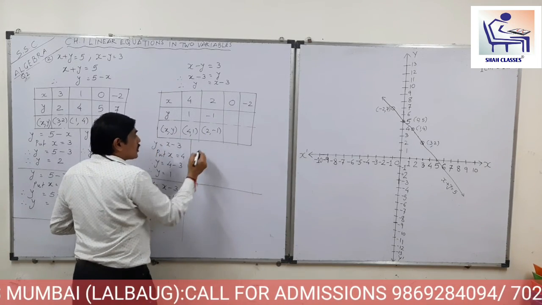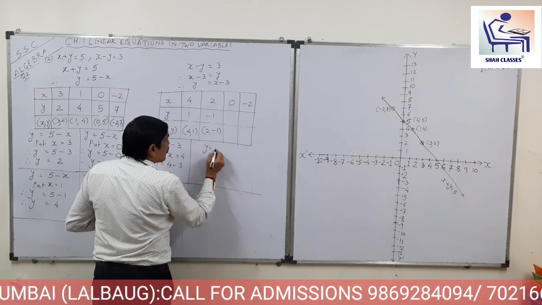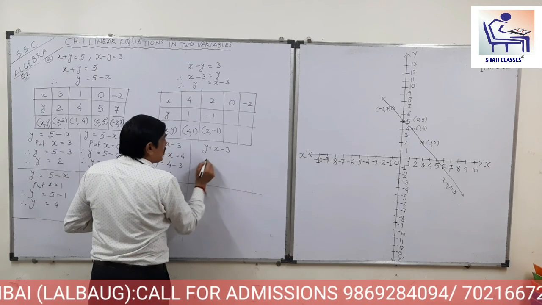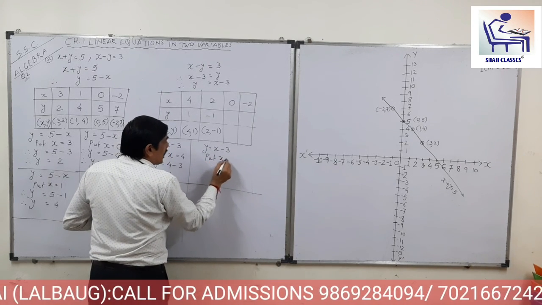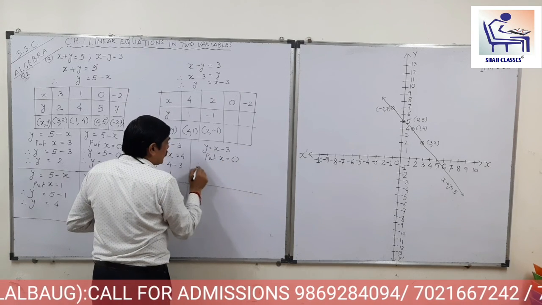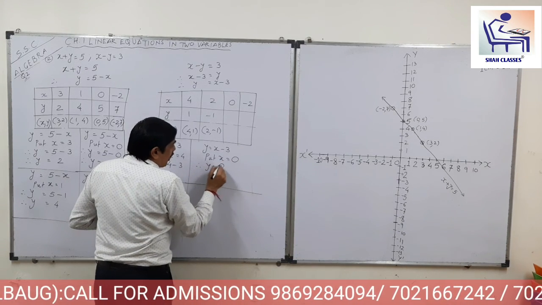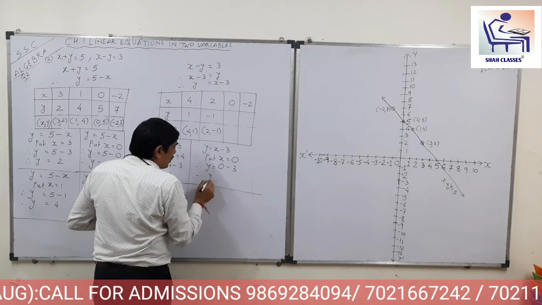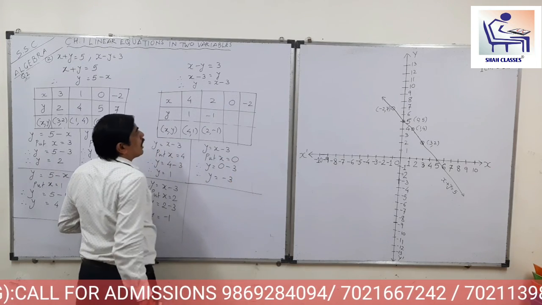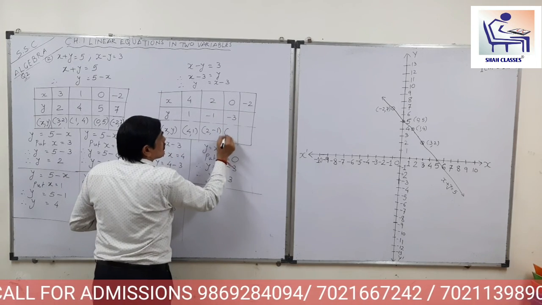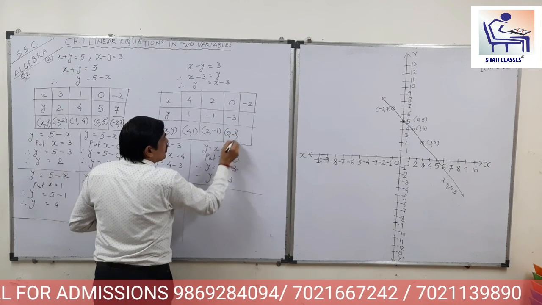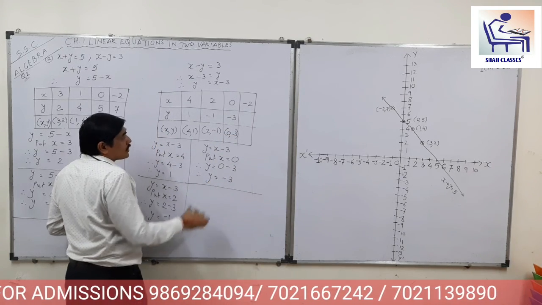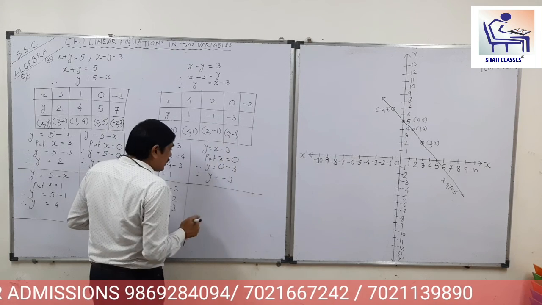Go ahead with the third value. y is equal to x minus 3. Put x is equal to 0. y is equal to 0 minus 3. y is equal to minus 3. We got the third value as 0 and minus 3. This is your x coordinate, this is the y coordinate.